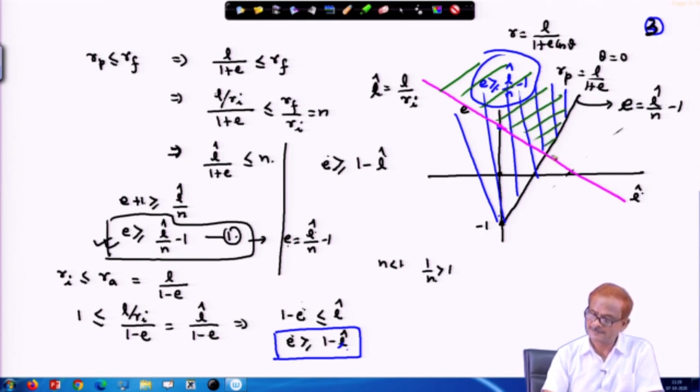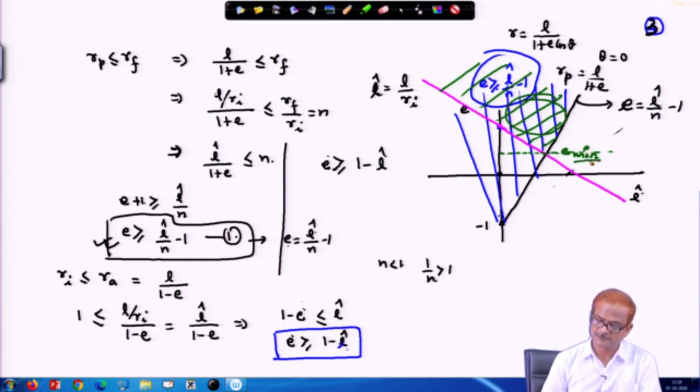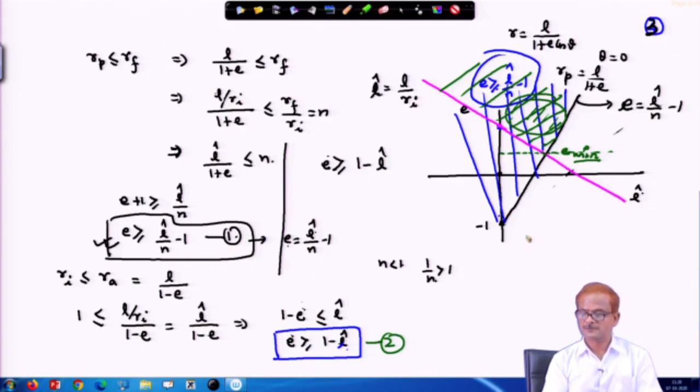So the common area is the hashed region with green and blue. So this is your common area and this is E minimum, the minimum E possible for this transfer orbit, because both these equations 1 and 2 need to be satisfied, and they can be satisfied only in this common area, which I have shown shaded with green and blue.